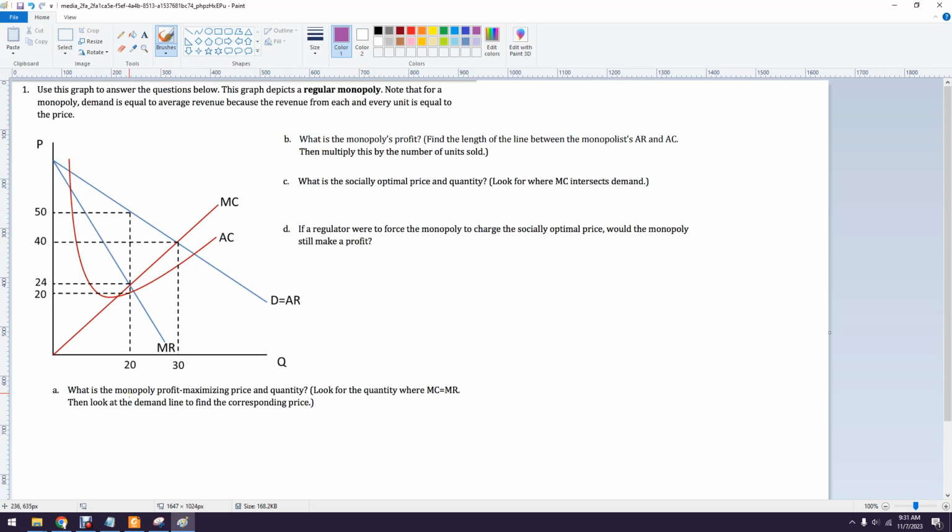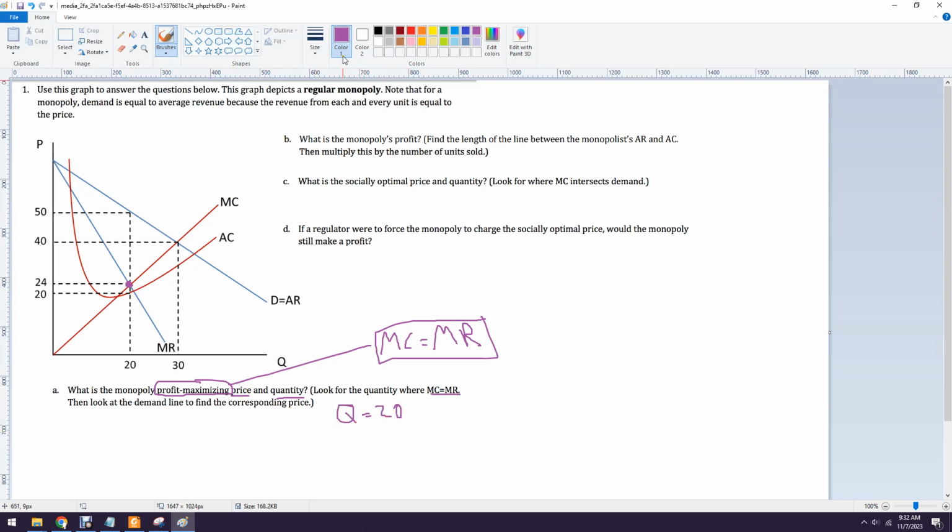So it says, what is a monopoly's profit maximizing price and quantity? That means if they choose a single price and quantity. When you see profit maximization in any microeconomics class, you're going to look for the quantity where marginal cost equals marginal revenue. This is the tool we use to make the most profit. You can prove it in various ways. There's marginal cost, there's marginal revenue. They intersect right here. So the quantity is 20.